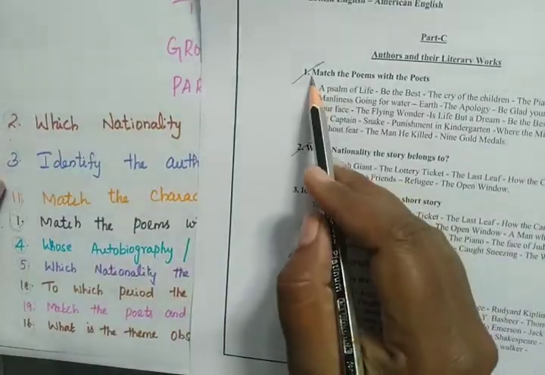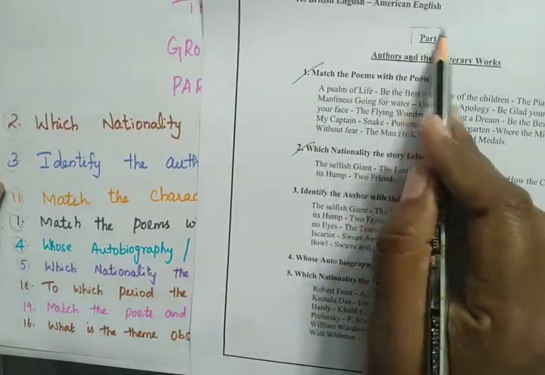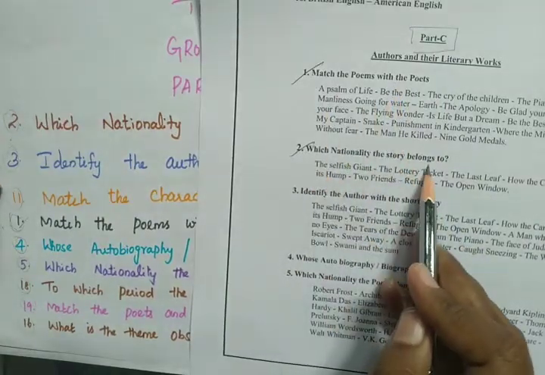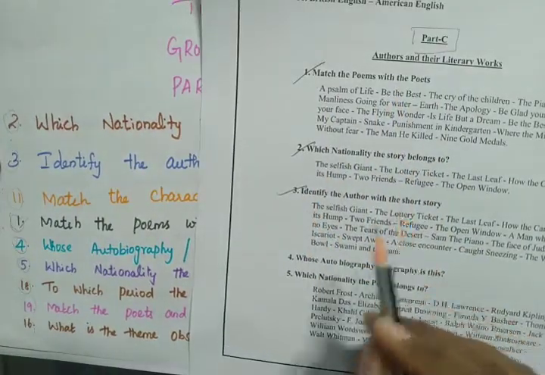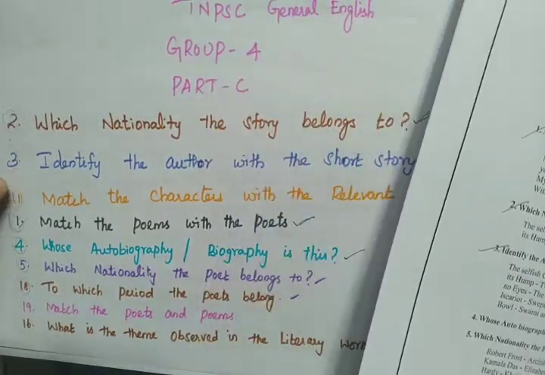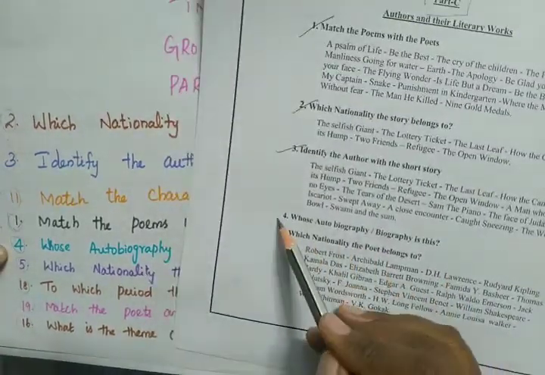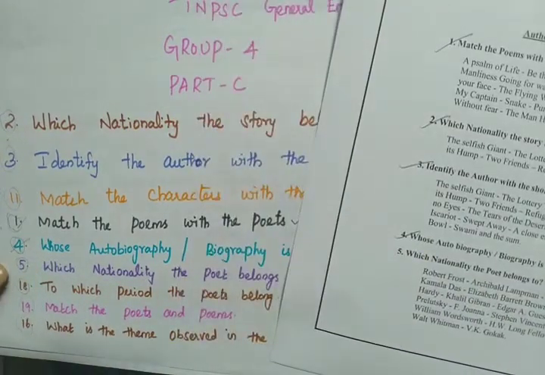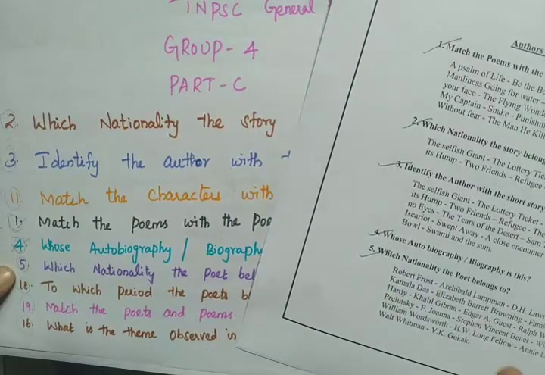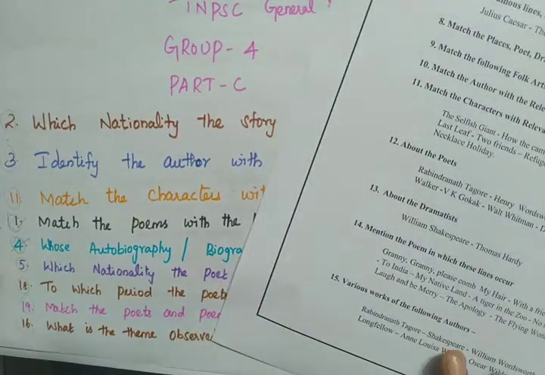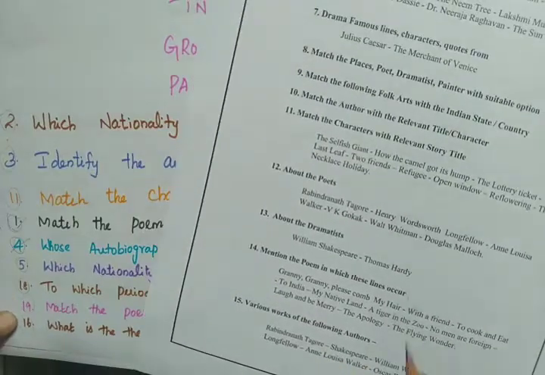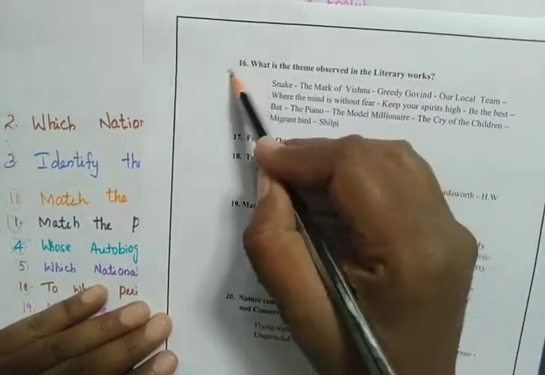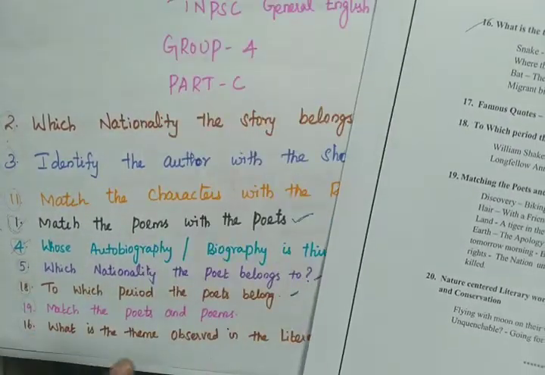We have completed up to this, that is in Part C. Match the poem with the poets, which nationality the story belongs to, identify the author with the short story. Then whose autobiography or biography is this? We have completed this. Then fifth, which nationality the poet belongs to. Then here we have 16th, what is the theme observed in the literary work. We have completed that.